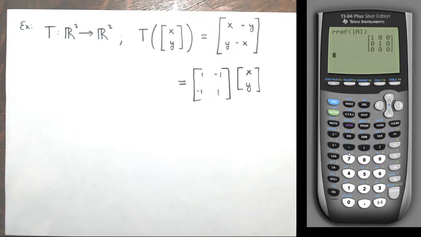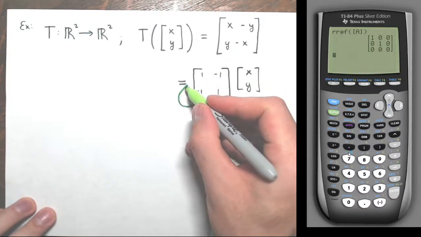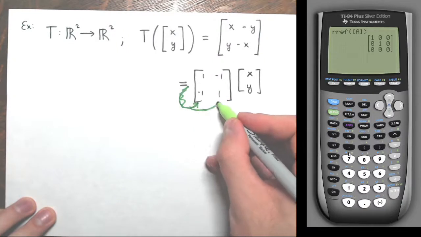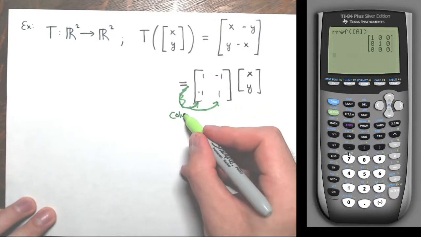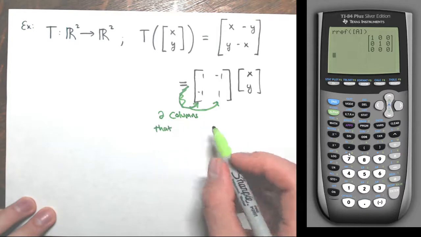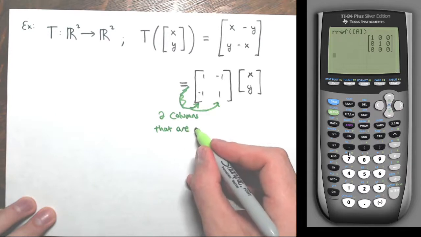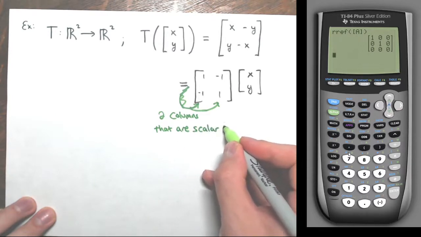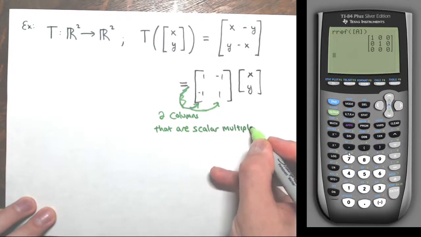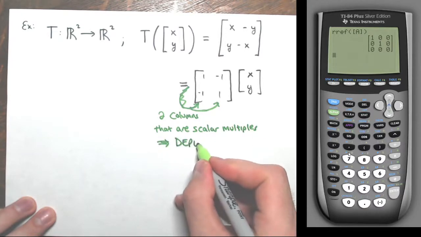Now you could put this into an echelon form very easily, but this time I'll point out, notice how the columns here are scalar multiples. There's only two columns that are scalar multiples. If I multiply this first column by -1, I get the second column. Two columns that are scalar multiples. So that tells me that the columns are dependent, not independent.